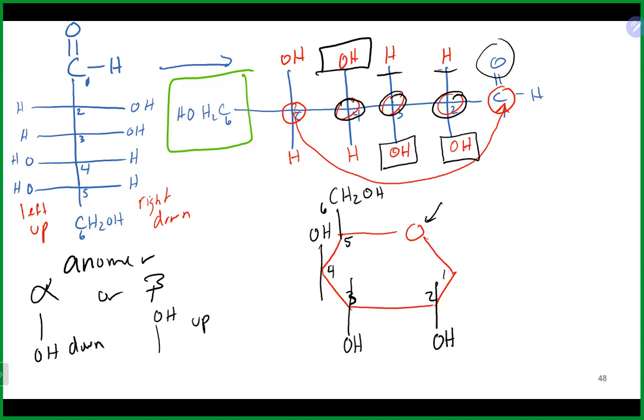So for example, here, if we were to draw the alpha anomer of this guy, we would draw that last OH in the downward position. And if we wanted to draw the beta, we would draw that last OH in the upwards position. Everything else would be identical. So we would still have our exact identical setup here.